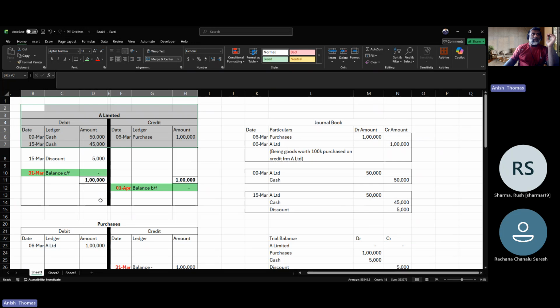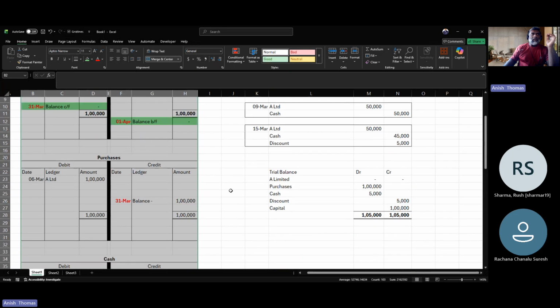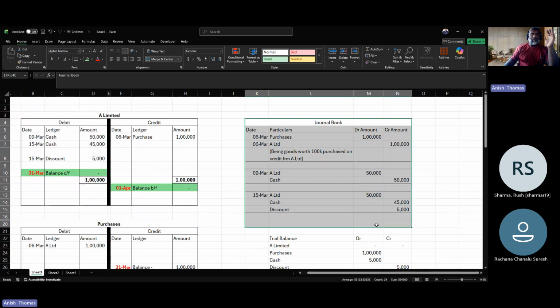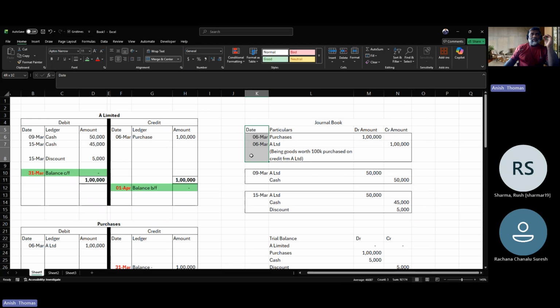You don't have to post it into the GL like this. No need to do that. That will take a lot of time. But just pass. This is the thing. See, if you know how to draft a journal entry, that is the foundation of any accountant out there.